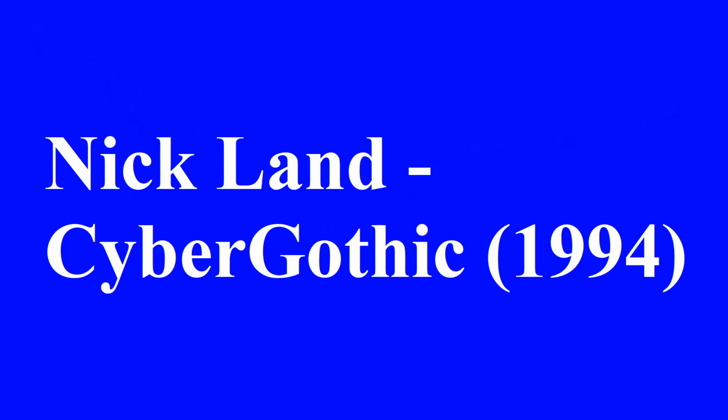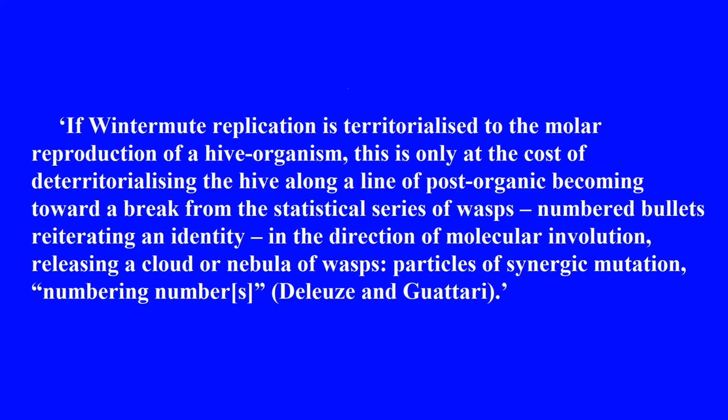Returning to CyberGothic, we're told that if Wintermute replication is territorialized to the molar reproduction of a hive organism, this is only at the cost of deterritorializing the hive along a line of post-organic becoming toward a break from the statistical series of wasps, numbered bullets reiterating an identity, in the direction of molecular involution, releasing a cloud or nebula of wasps, particles of synergic mutation, numbering numbers.